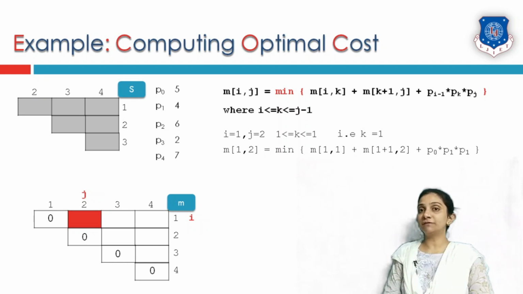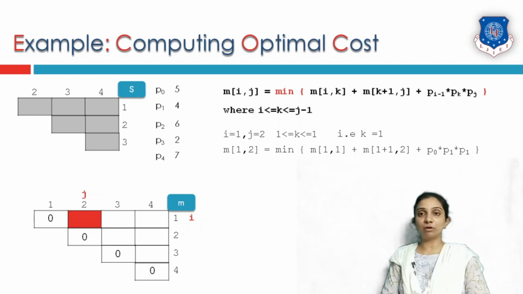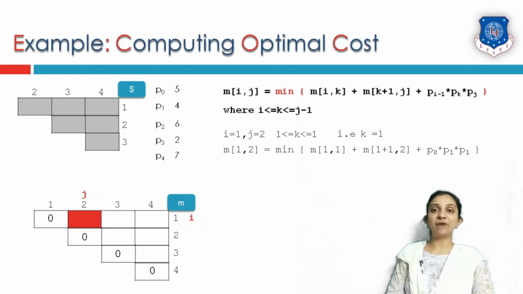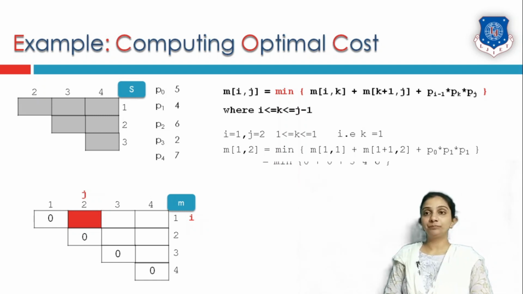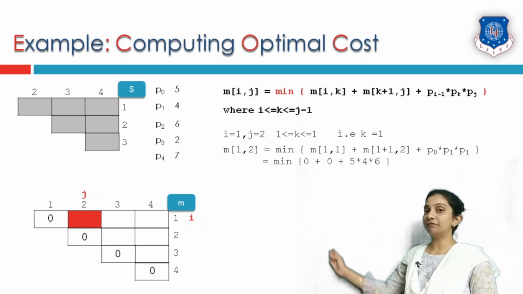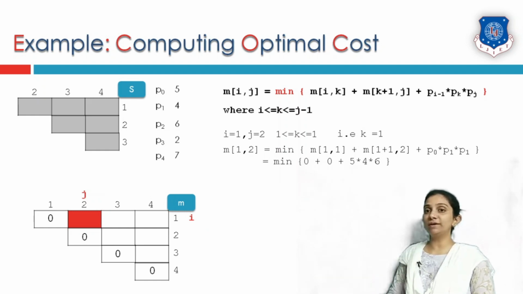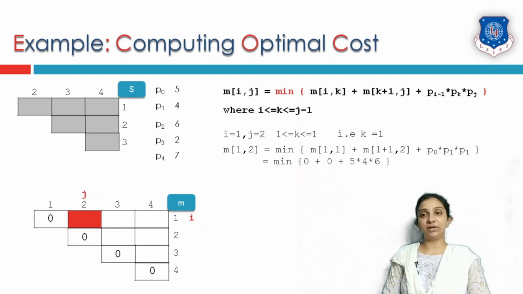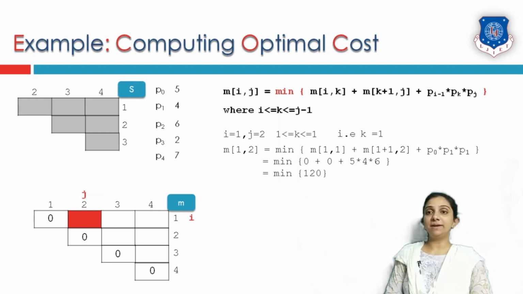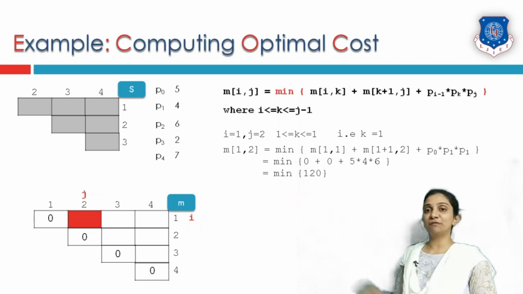So then the above formula will become m of 1 comma 2 is equal to minimum of m of 1 comma 1 plus m of 1 plus 1 comma 2 plus p of 0, p of 1 and p of 2. So it will be calculated as minimum of m of 1 comma 1 is 0, m of 2 comma 2 is 0, and 5 into 4 into 6. So that will be calculated as minimum of 120.